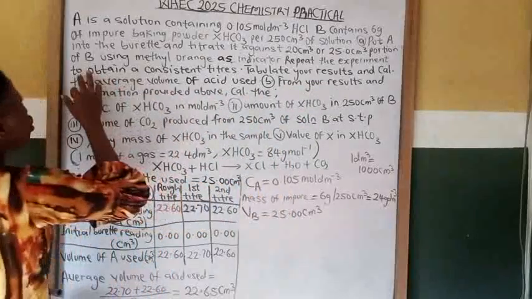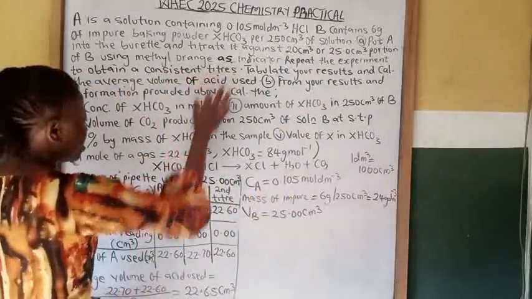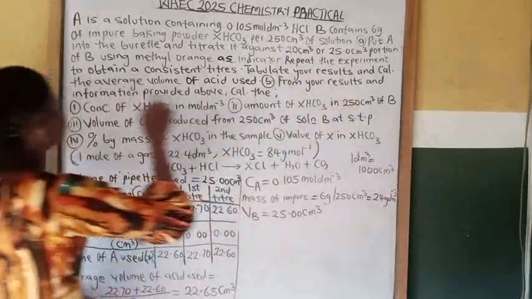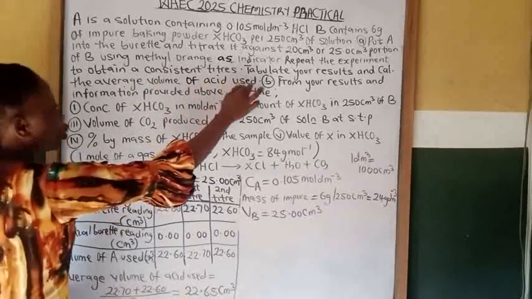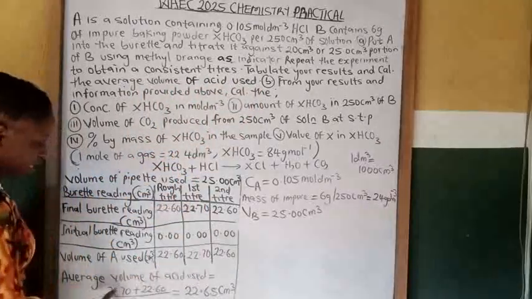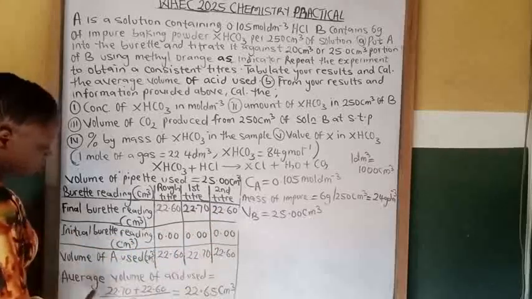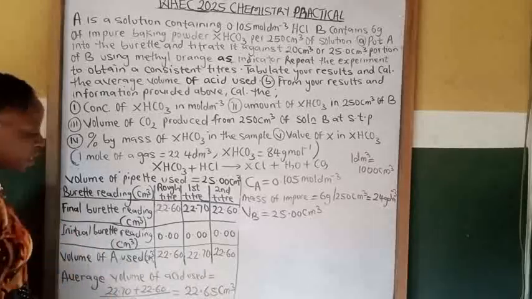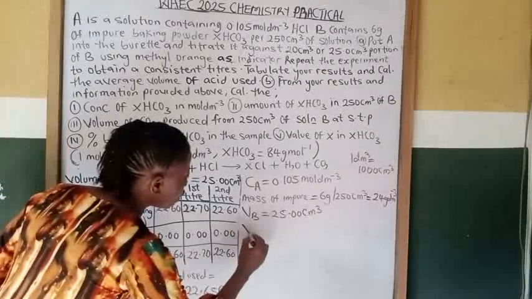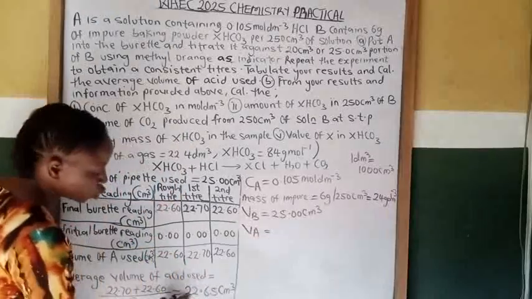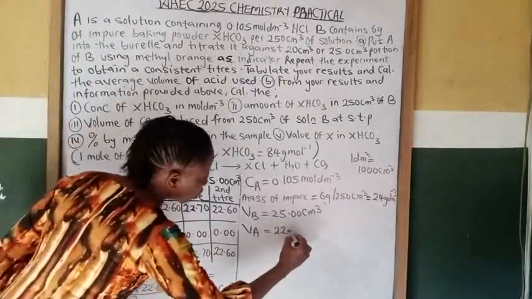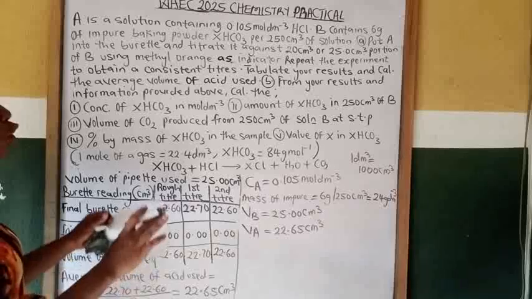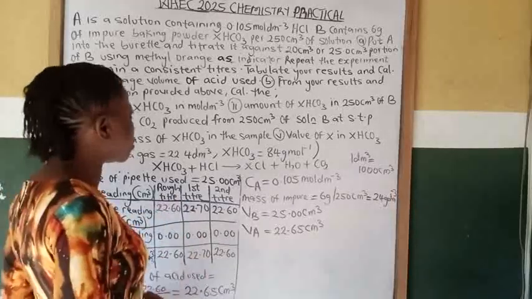Repeat the experiment to obtain a consistent titer. So this is our consistent titer value. We have done that. Tabulate your results and calculate the average volume of acid used. Without telling us, we have done it already. So we have tabulated our results. Then we've calculated the volume of acid used. So the volume of acid used is 22.65. Then the volume of acid is equal to this 22.65 centimeter cube. So you write all your parameters out, write all your values out from the questions.